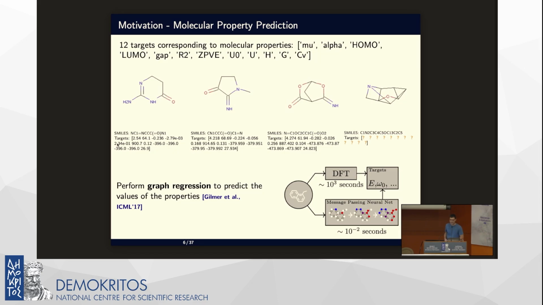And what is interesting in this setting is that the traditional approach for estimating those values is to use DFT computations. And those DFT computations are pretty expensive. So we need around 1,000 seconds to estimate the properties of a single molecule. While if we train some machine learning method, like a graph regression algorithm, we need less than 1 second to estimate those values, and with pretty high accuracies.